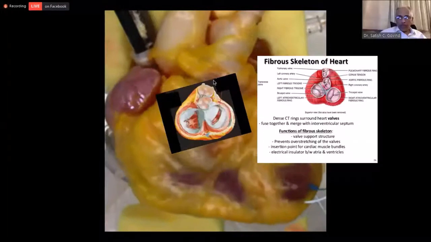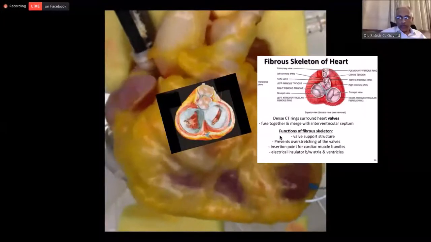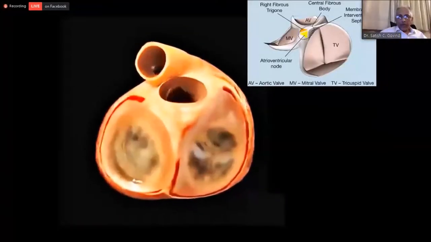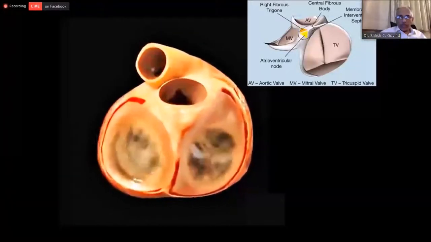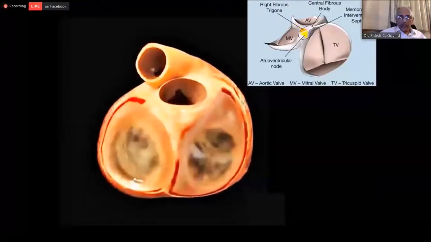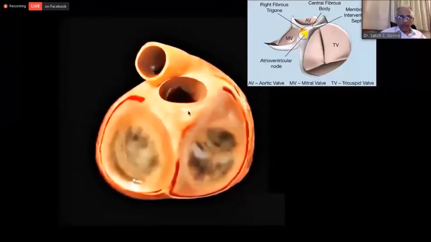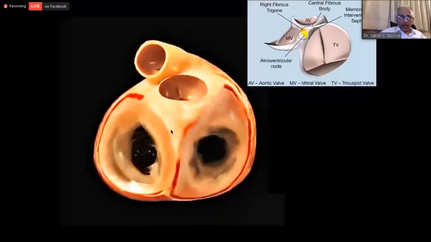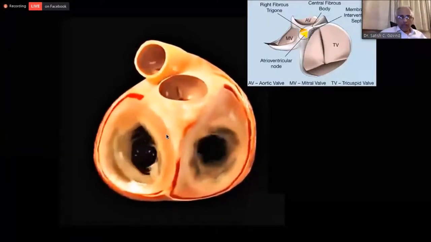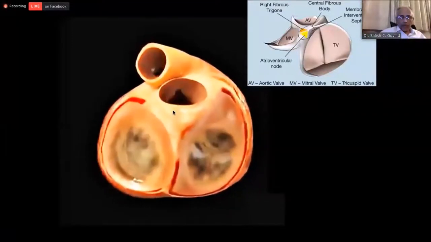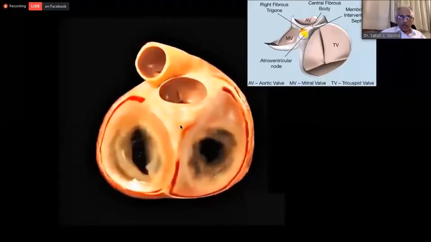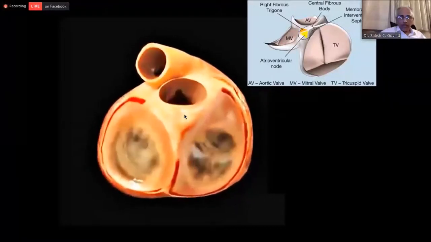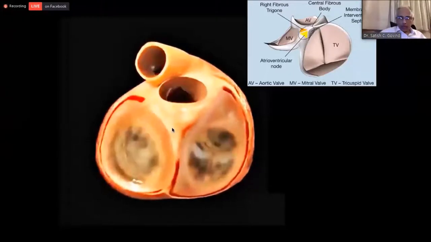So this prevents overstretching of the valves and also acts as an electrical barrier between the atria and the ventricles. The next important anatomical point which one has to keep in mind is that there is something called the central fibrous body here. Here you have the AV node, and you also have a little bit of the interventricular septum, which peeps around here. And then you have the right trigone. This forms a crucial area, especially for the operating surgeon. So any pathology involving this area, one needs to highlight in the report.